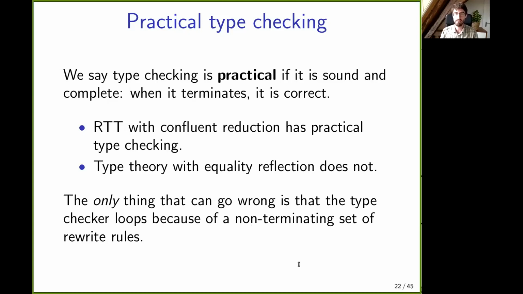which is basically saying that if the algorithm terminates, then it is correct. So in particular, rewriting type theory with confluent reduction rules has practical type checking. However, the type theory with equality reflection does not have any practical type checking algorithm in this sense. And I want to emphasize that the only thing that really can go wrong in a system with practical type checking is that the type checker loops because of some rewrite rules that the user gave, which are non-terminating. So in particular, it decouples the problem of type checking from the problem of termination checking, which is a separate problem that's important, but I'm not talking about that today.